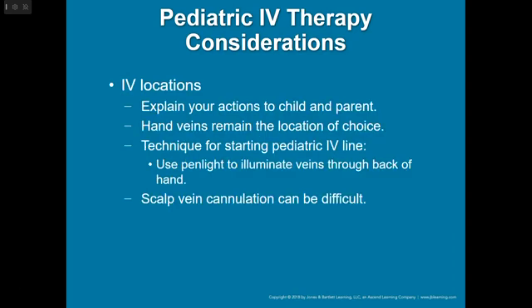With the kiddos, also explain your actions to the patient and the child, or the patient and the parents, I guess you could say. Hand veins remain the location of choice, of course. It's going to be harder to get because they're smaller. Forearms, ACs, if you have to. It's going to suck. You're going to need a lot of people to hold them down, probably. If you can use a pin light or some sort of light system to illuminate those veins if you need to. Scalp vein cannulation can be difficult. A lot of times they do have good scalp veins, especially in the little bitties, less than 1 year old. You can do that.